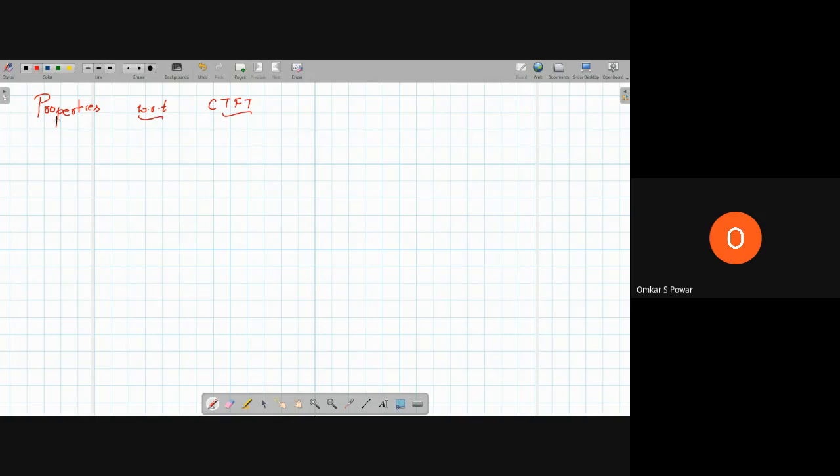Okay. So there are many properties like linearity, modulation, convolution, frequency shift, time shift, Parseval's theorem. So we will cover everything one by one. So the first property which I am going to discuss is linearity. Okay. So what does this linearity property say?